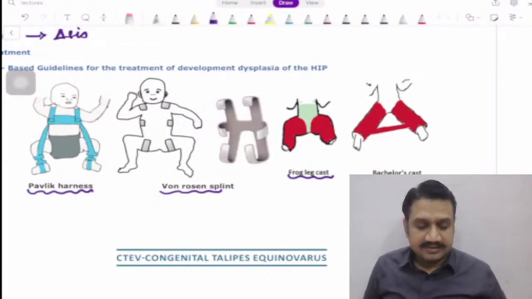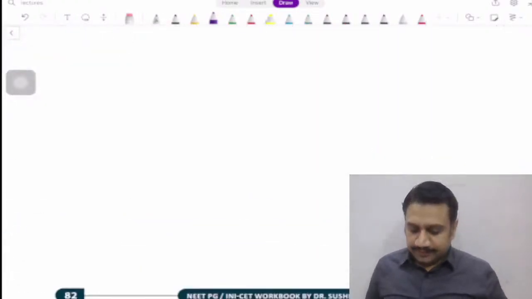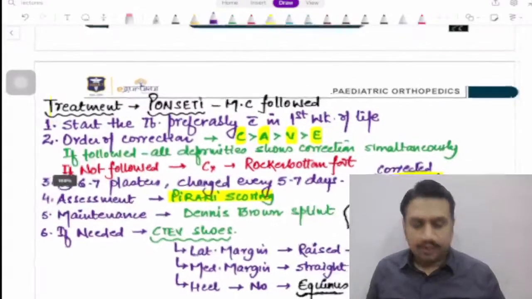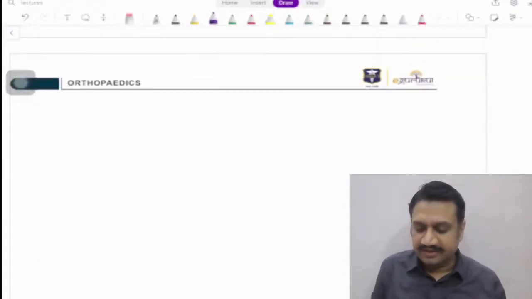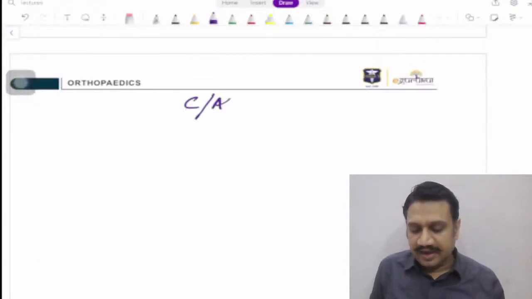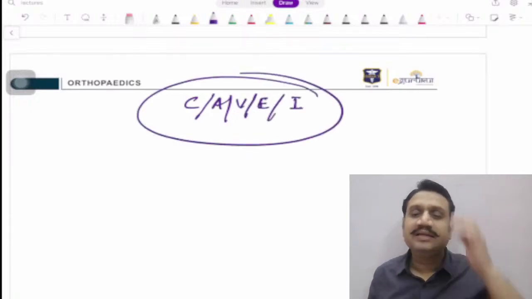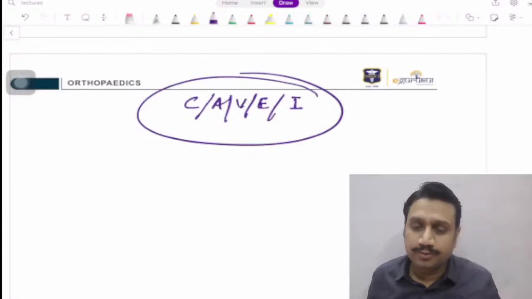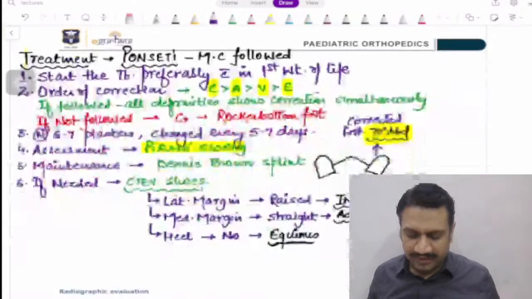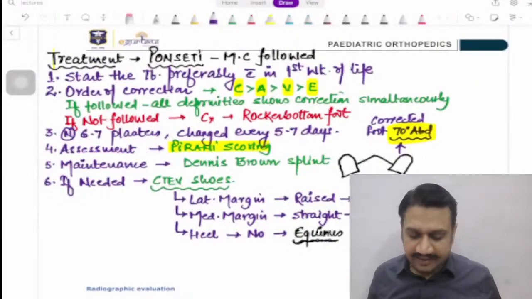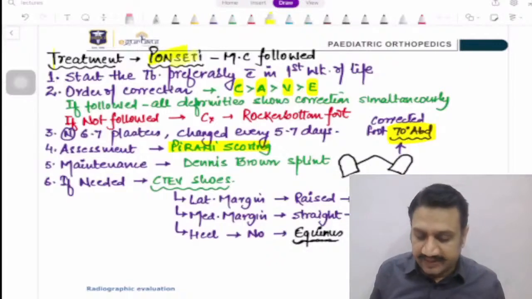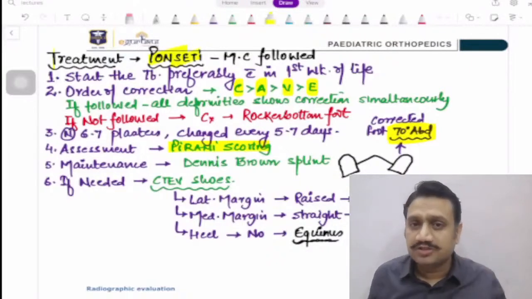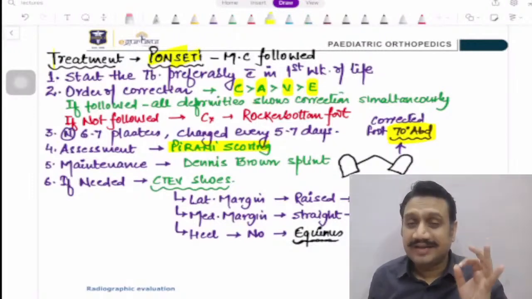Right? This is CDH. And in CTEV, what I want you to remember is the concept: how do we treat a patient of CTEV and what are all the deformities. So please remember, in CTEV, the deformities are cavus, adduction, varus, equinus, inversion, and others too. But these are the basic ones. So what are the treatment plans here? The treatment plan here is by Ponseti. Every line here is an MCQ for you. Ponseti technique: start the treatment as soon as possible. Correct them in the sequence of CAVE only.